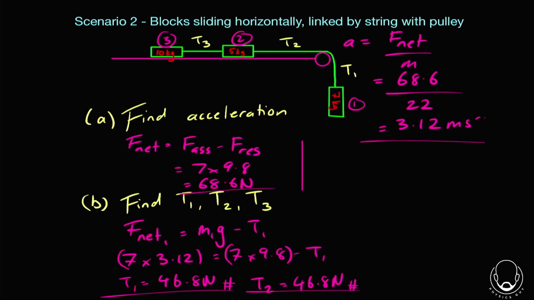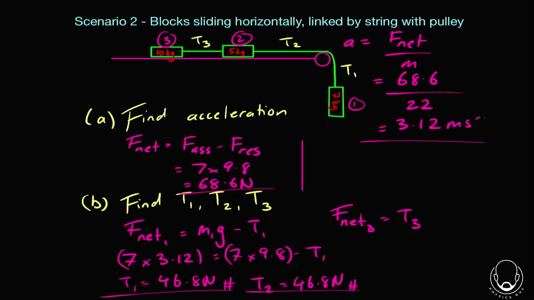To solve for T3, we're going to say the net force acting on object 3. If we look at object 3 over here, we've got our 10 kilo mass. You can see that there's one force assisting its motion, that is force T3. And there's no force resisting its motion. Again, there's no friction, nothing like that. So the net force acting on object 3 is just T3.